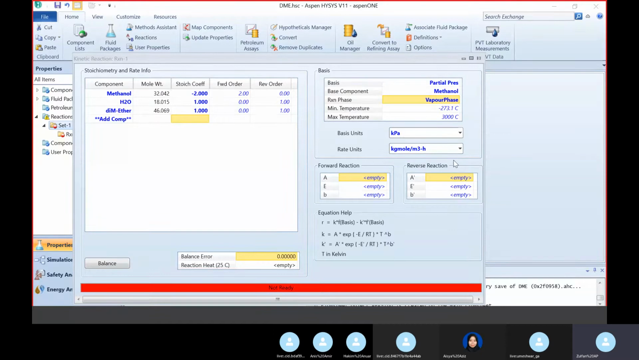Now, it's moving forward. It's a 2 methanol mix DME and water. So for the forward reactions, you can see that forward reaction. We need to have A, E, and B, and then you can see the equation down there. You know what A, E, and B are for. A in this case is the collision frequency or pre-exponential factor.